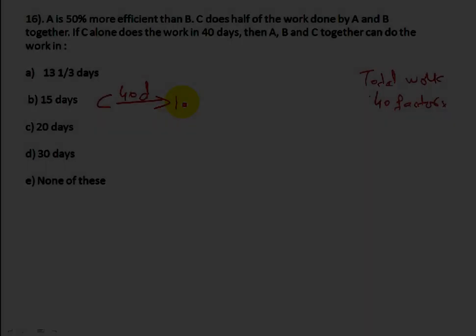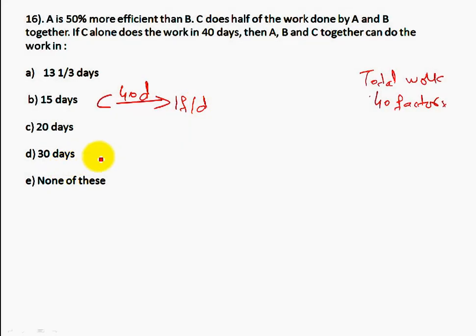Here in the question it's already said that C can complete the work in 40 days. So whenever only a single person's data is provided, we can take that as the total work. So in this case we can say 40 factors is our total work. If C takes 40 days to complete 40 factors of work, C will complete one factor of work per day. And we need to find the A plus B value.